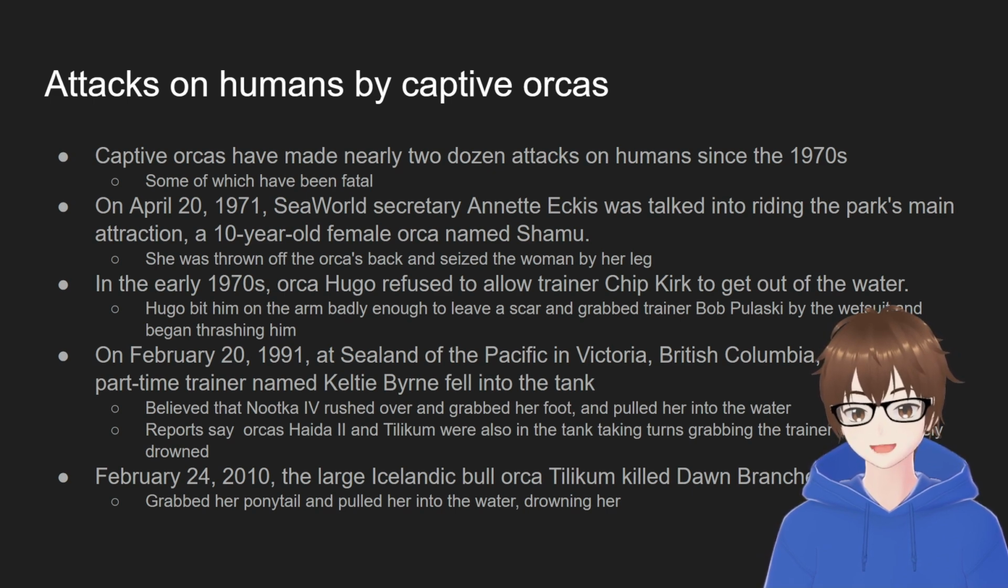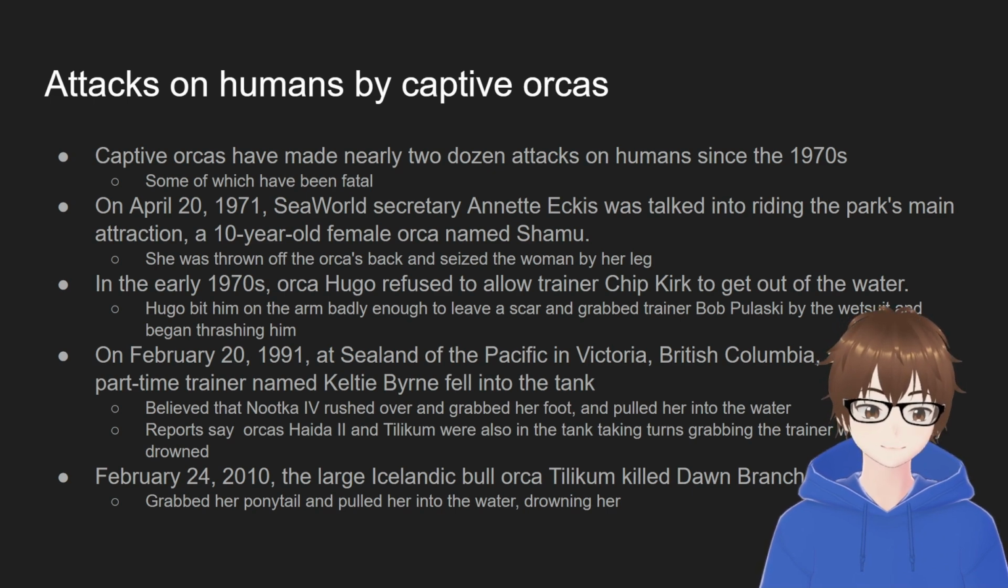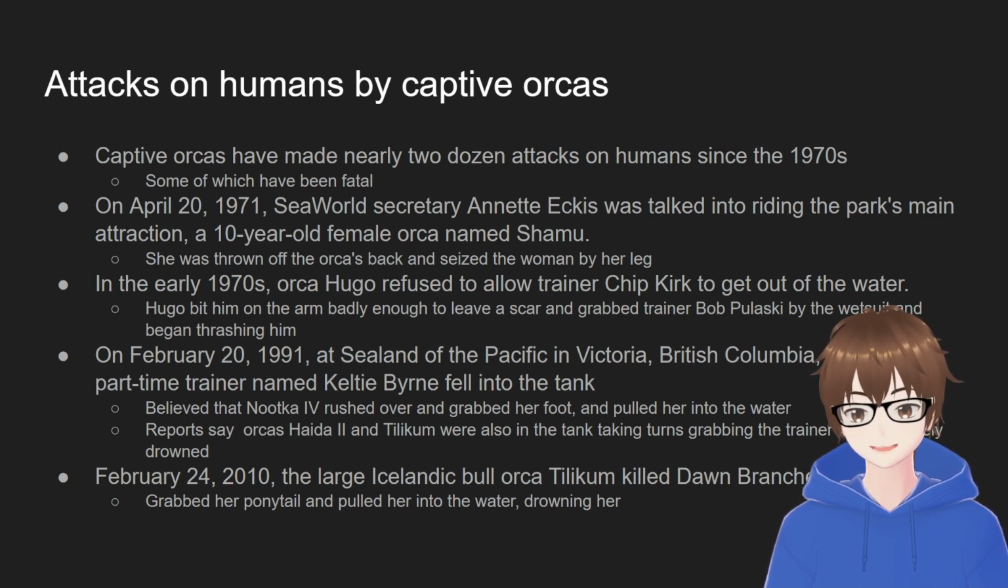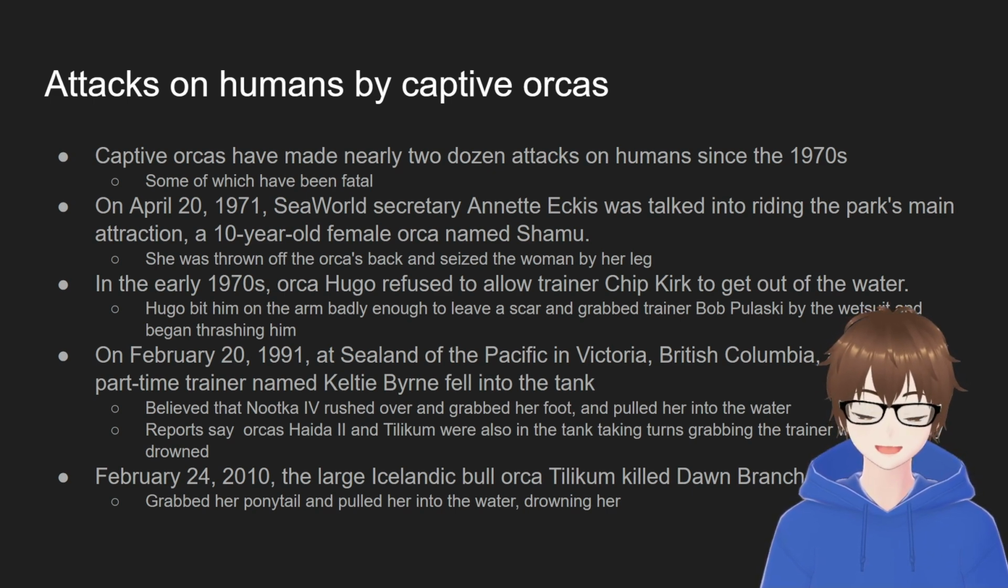On April 20th of 1971, at SeaWorld, which is where most of these have happened, secretary Annette Eckes was talked into riding the park's main attraction, a 10-year-old female orca named Shamu. She was thrown off the orca's back and then seized by her leg by the orca. Then, in the early 1970s, the orca Hugo refused to allow trainer Chip Kirk to get out of the water, and Hugo bit him on the arm badly enough to leave a scar. Then he grabbed another trainer, Bob Pawlowski, by the wetsuit and began thrashing him around in the water.